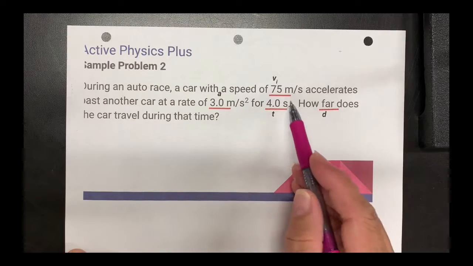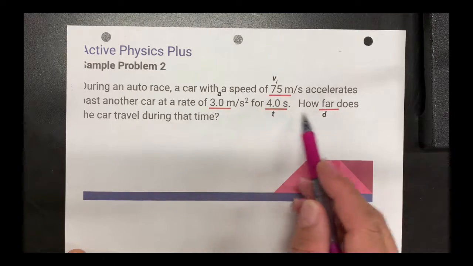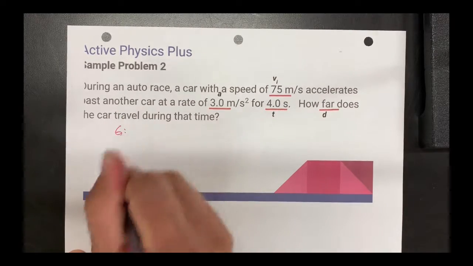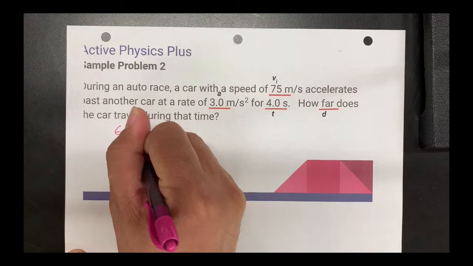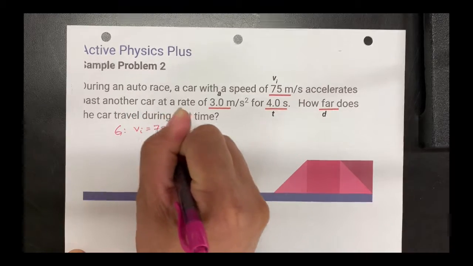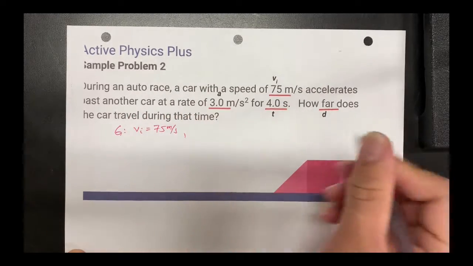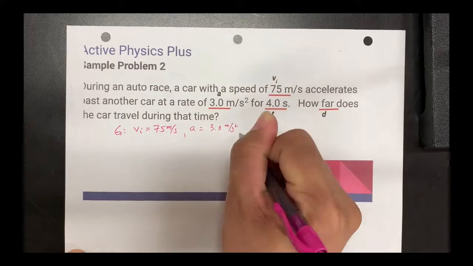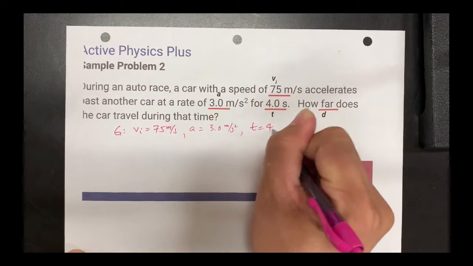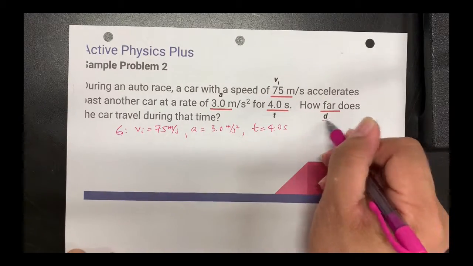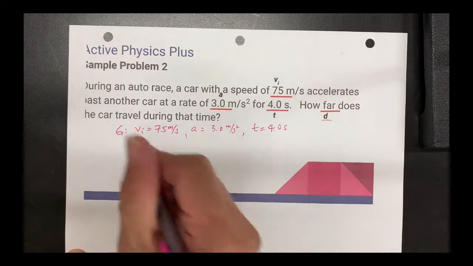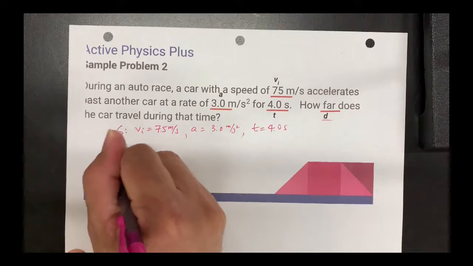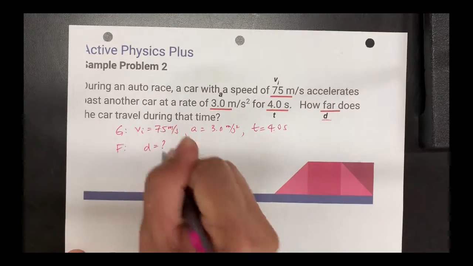Okay, so in sample problem 2, we identified our initial velocity, acceleration A, so I'm going to write that in my given. So given would be VI is equal to 75 meters per second. A is equal to 3.0 meters per second squared. T equals 4.0 seconds. And the question is, how far does it travel? So looking again on my formulas, I'm trying to find D, so I'll put that as a question mark.